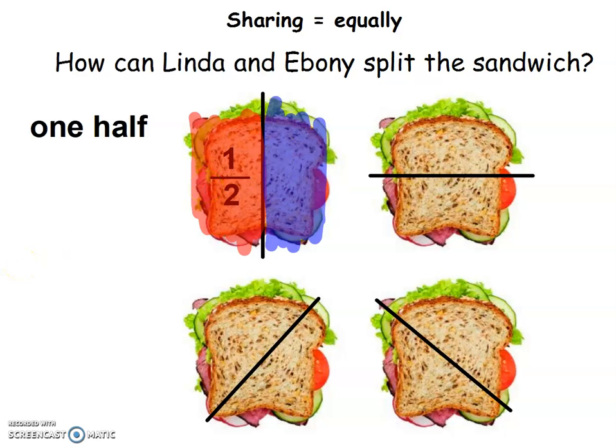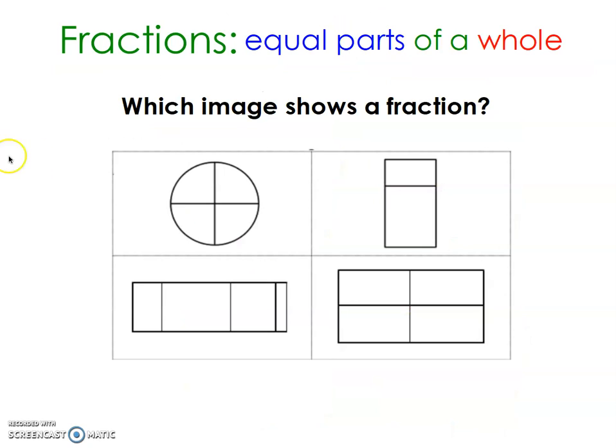All right, so let's go ahead and take a look at some other examples of fractions. So we just said that a fraction has to be equal parts of a whole, okay? So you're taking a whole and you're breaking it down into parts, and they have to be equal. So if we're looking at this circle, the circle is the whole, and I'm breaking it into my 4 parts. Are these parts equal in size? Are they the same?